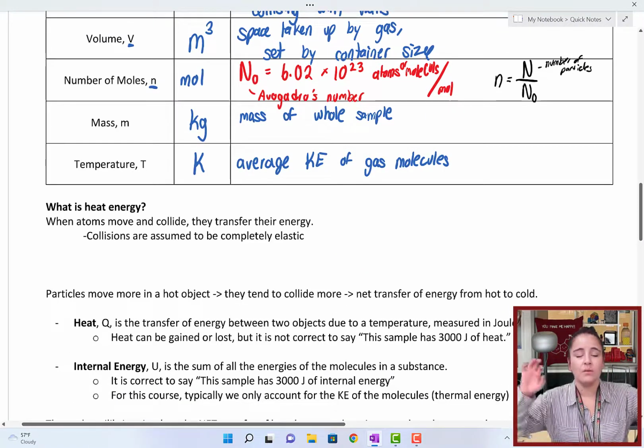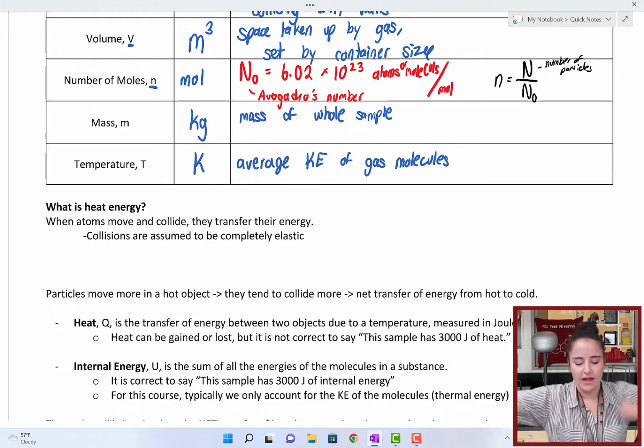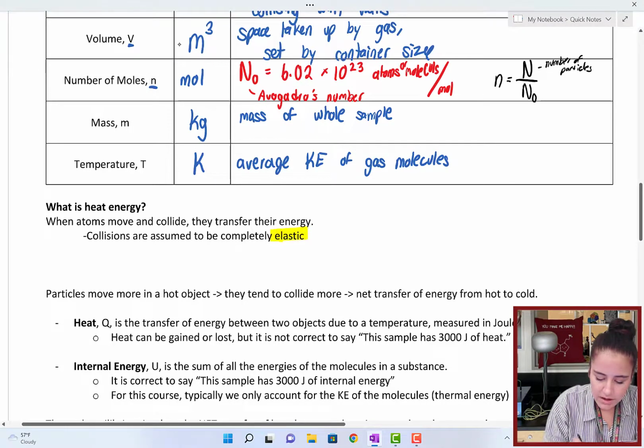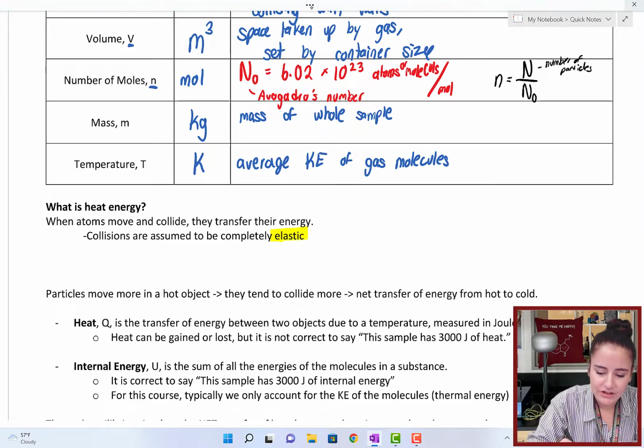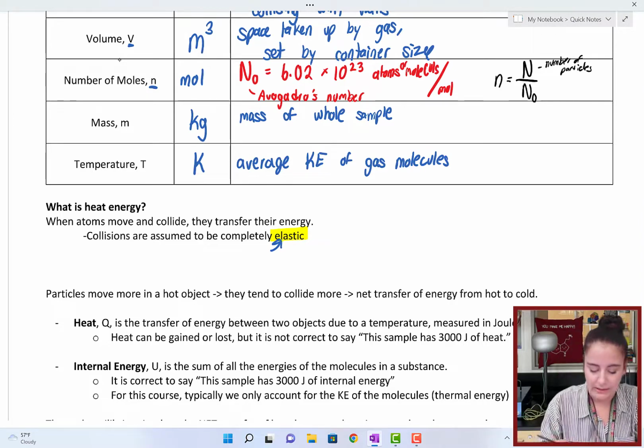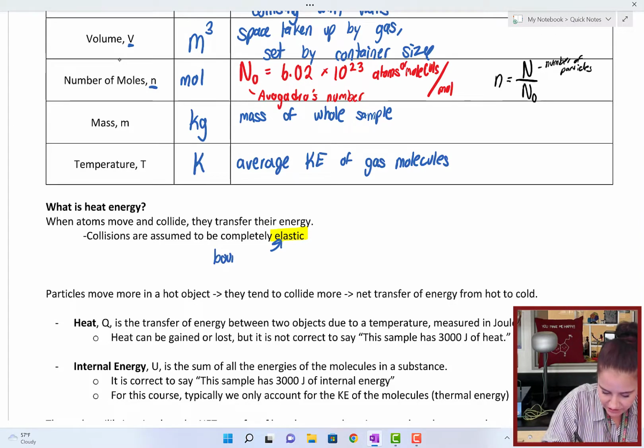Okay, we have to remember, in a gas or in any molecule, the atoms are moving, okay? And when they move, they bounce into each other, and when they bounce into each other, they transfer energy in an elastic collision. So what does an elastic collision mean? You might remember from a previous physics class, but elastic collisions are the bouncy ones, okay? So in an elastic collision, it bounces off.